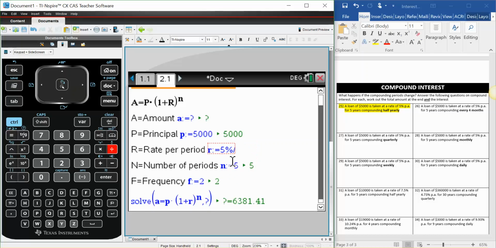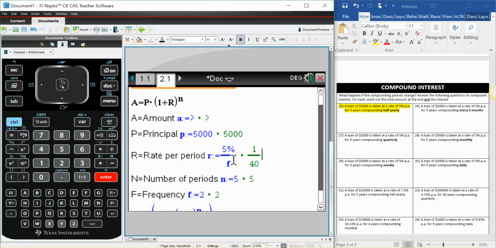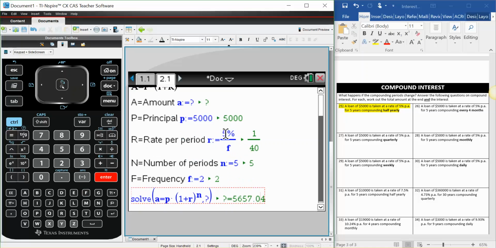So we go 5% divided by F. What that is doing is dividing whatever the interest rate is per annum by the number of periods that we've defined down here. We need to do the same thing to the number of periods. However, if there's 5 years and we're compounding every half year, there'd be 2 in the first year, 2 in the second year, 2 in the third year, and so on. So what we have to do is times the amount of years by F, and that gives us 10.